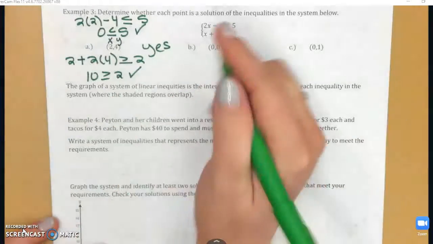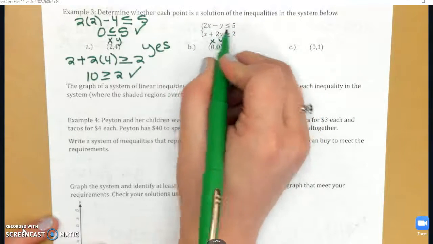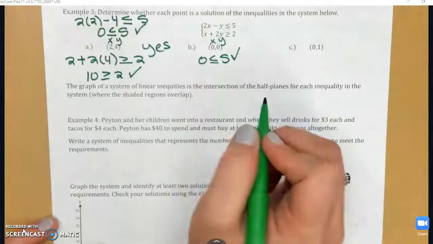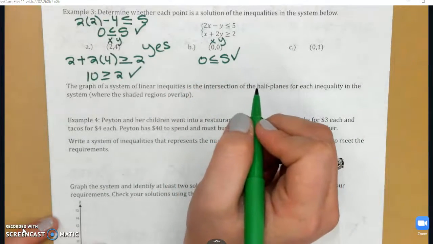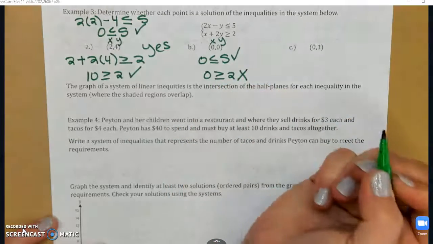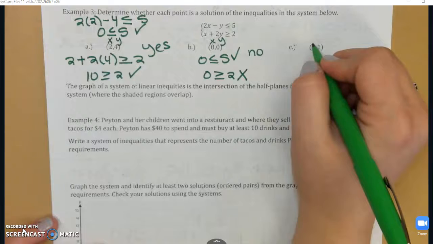All right, now if I have x and y both being 0, if I plug it into my first inequality, 0 minus 0 is 0. 0 is less than 5. If I plug it into the bottom equation, 0 plus 0 is not greater than 2, so that one is not a possible solution. Look at the last one.